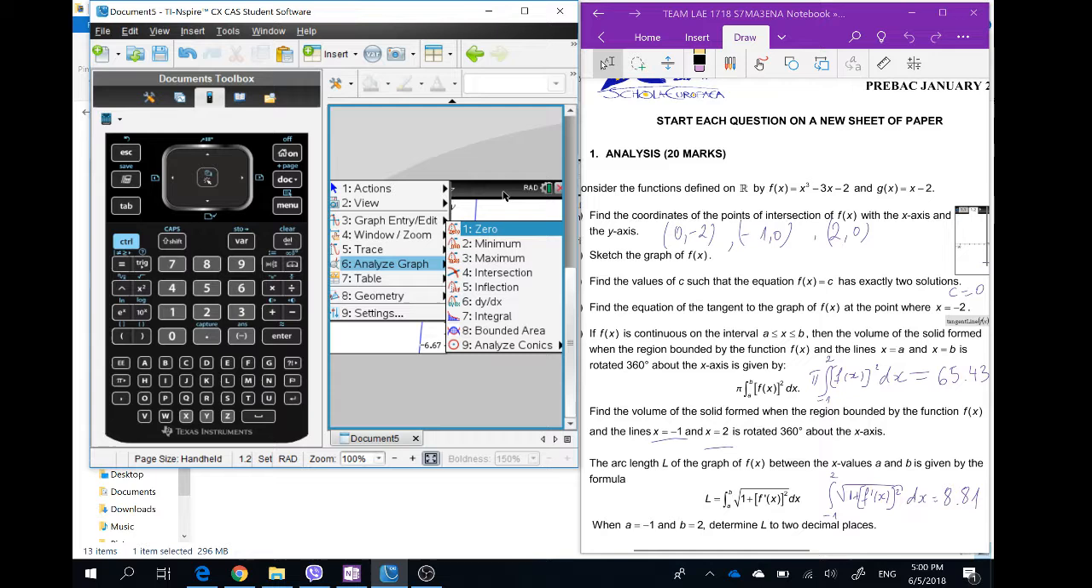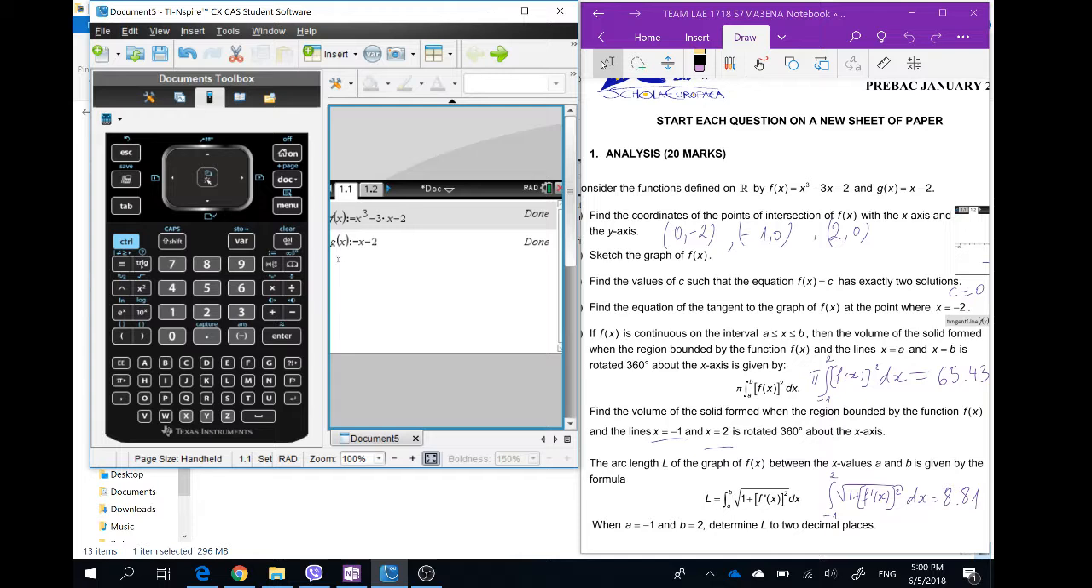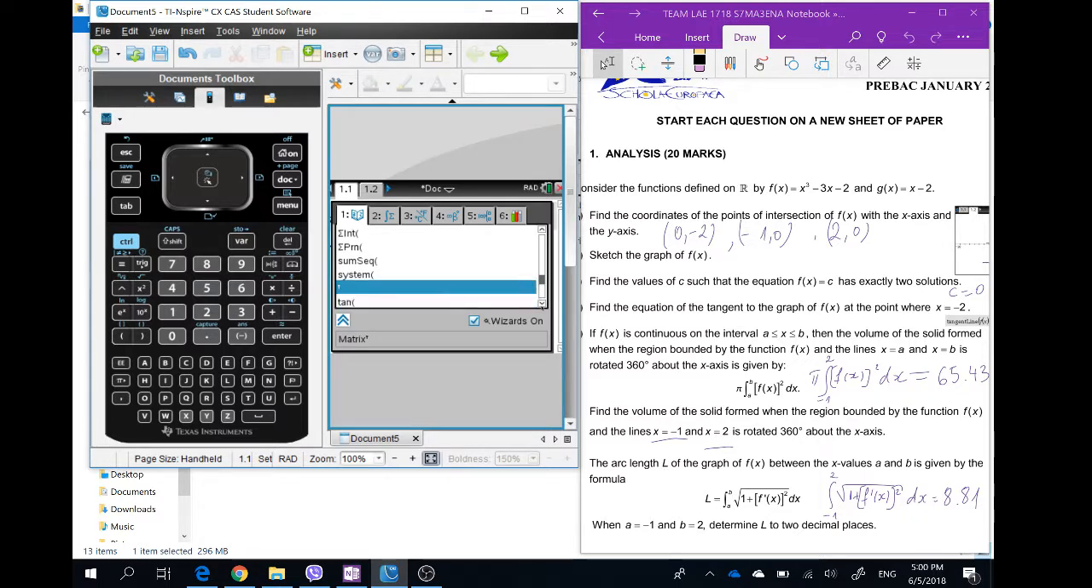Find the equation of the tangent to the graph at the point x equals -2. You know how to do this without a calculator, but in the calculator you have a function. It's a tangent line. If you don't know the syntax of the functions, when you click here, you have all the functions. Just click T, it's tangent line. When you click tangent line, it's written expression, variable, value.